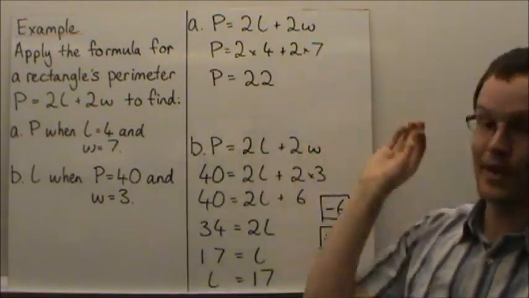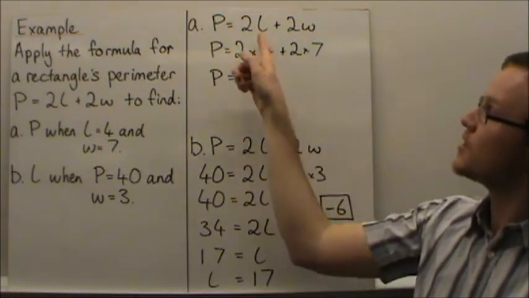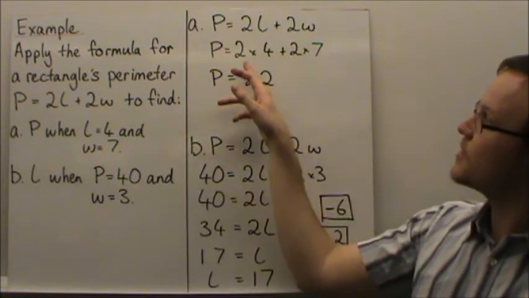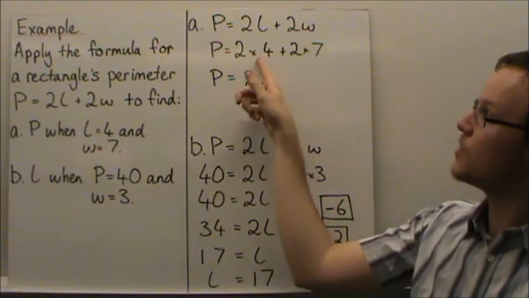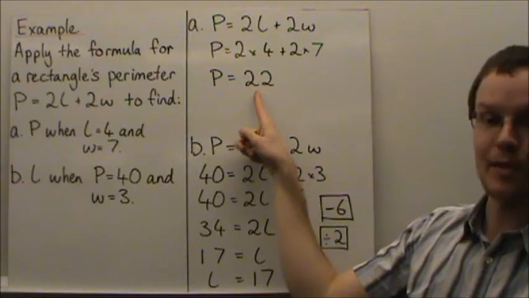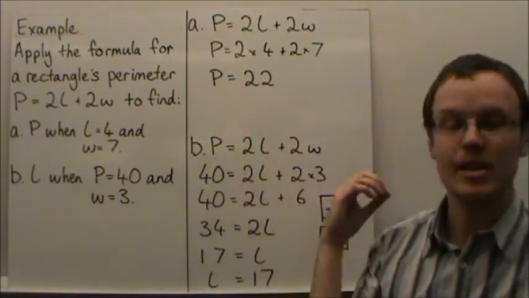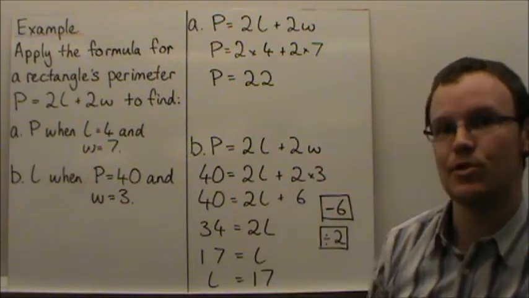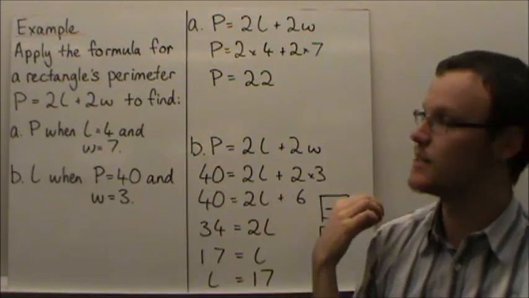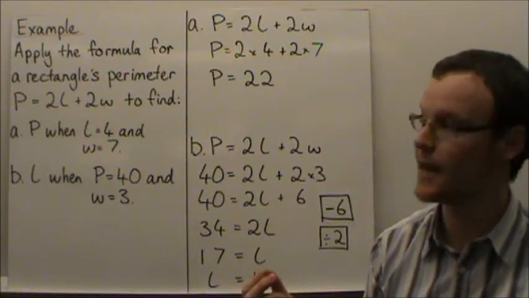So here we write the formula first, always write the formula first, then substitute in the known values. So we know L is 4 and W is 7. So we substitute those in, 2 times 4 plus 2 times 7. 2 times 4 is 8, 8 plus 14 is 22, so the perimeter is 22. Note we haven't written perimeter equals 22 meters or 22 centimeters because all we're asked to find is P, a number, not a value, not a length in this case.